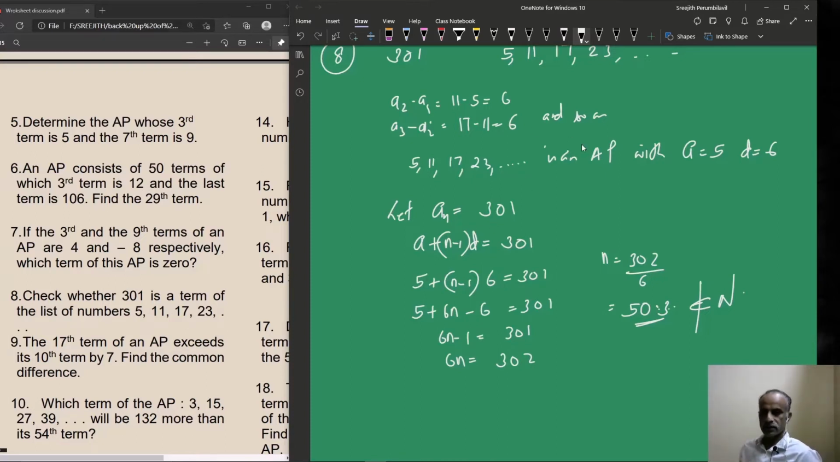So I'll check once again. Nth term is 301, a is 5, 5 plus n minus 1 into 6, that is 5 plus 6n minus 6, that is 6n minus 1 is equal to 301, 6n is equal to 302, n is equal to 302 divided by 6. It goes on like that. Anyway, it's not a natural number, therefore what do you conclude? 301 is not a term of the given AP.